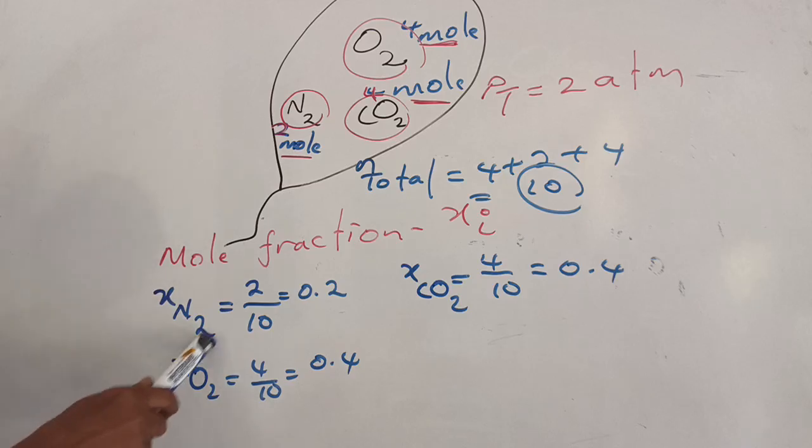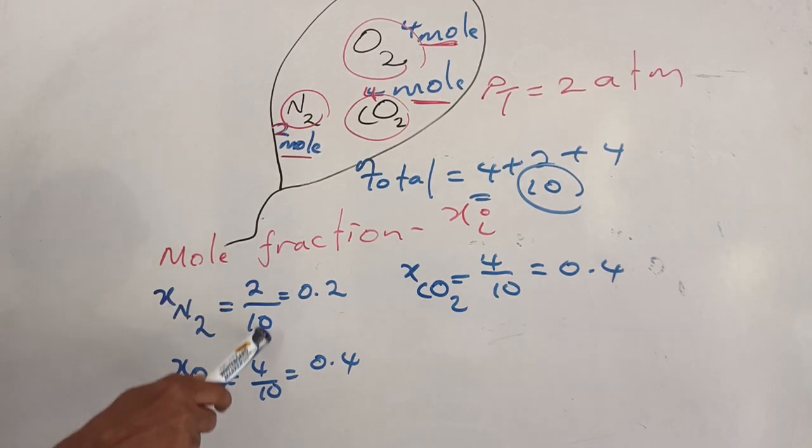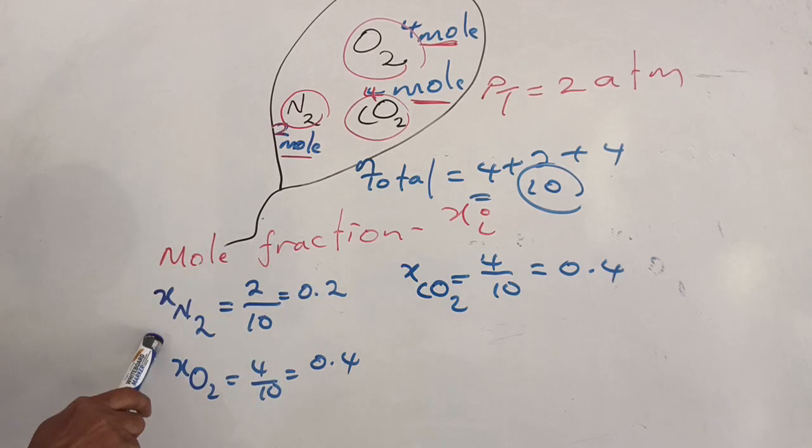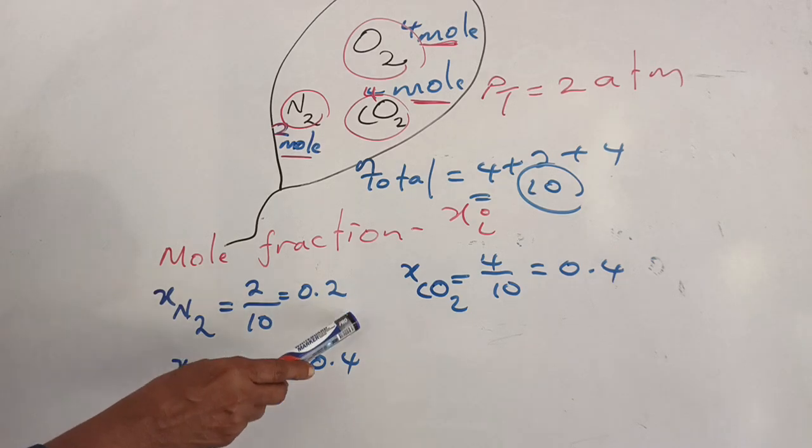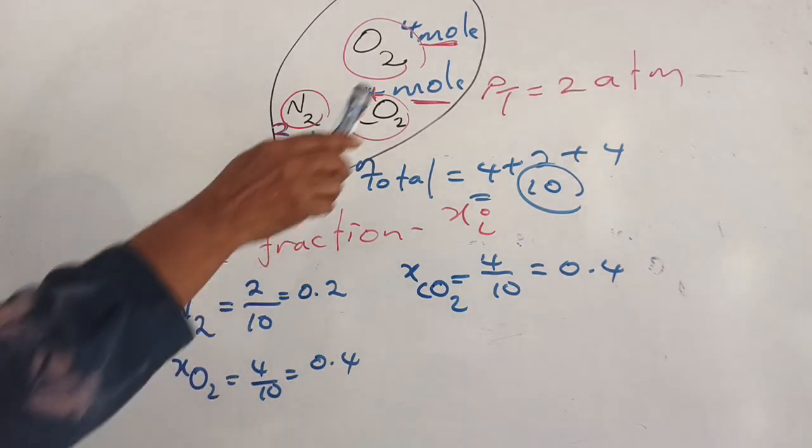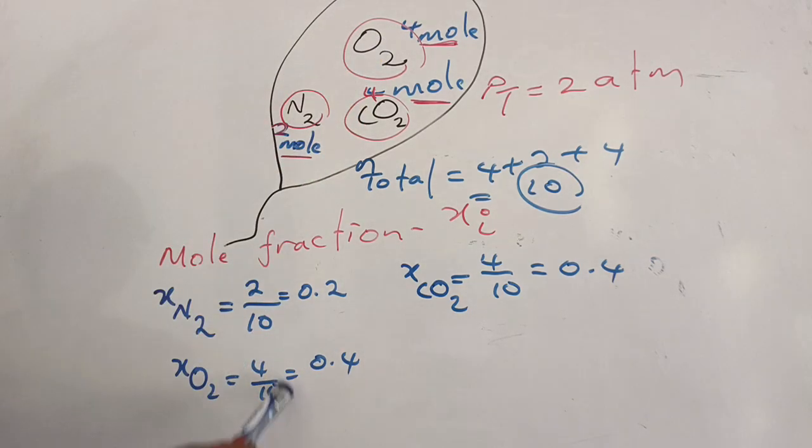Nitrogen is present as 2 moles, divided by the total number of moles, so the mole fraction of nitrogen is 0.2. It is a fraction and has no units. For oxygen there are 4 moles, and the total number of moles is 10, which makes the mole fraction of oxygen 0.4.